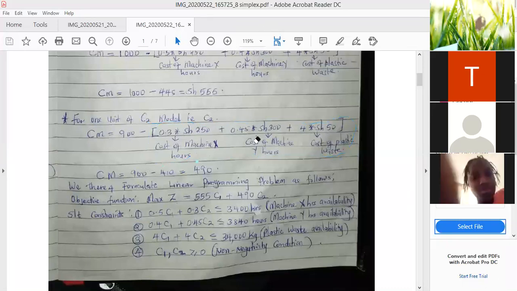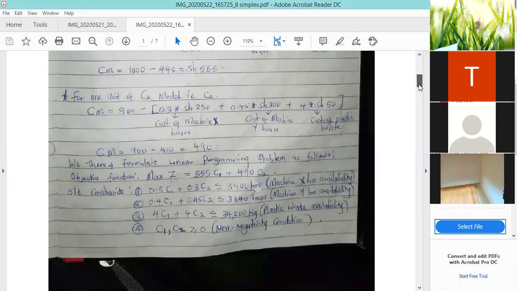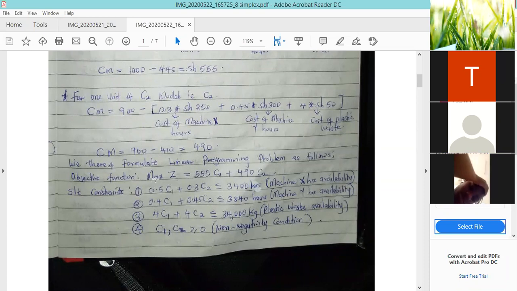So in the end, we can now formulate our LP objective function. Say our units will be C1 and C2. So a unit of C1 will give us shillings 555. That of C2 will give us 490. Remember, we are maximizing, so we can call it maximum contribution. My contribution is denoted by Z here, and that would be our objective function. But subject to what? The constraints are now denoted by the following.